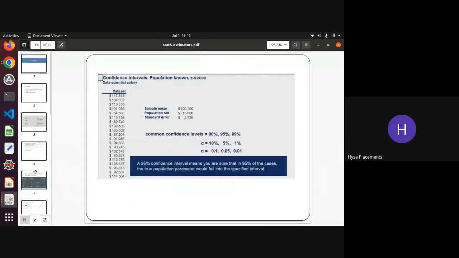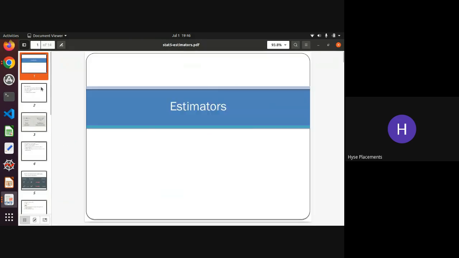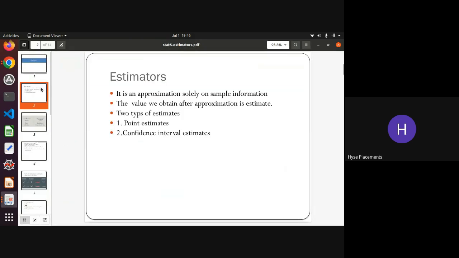So let's go with the next slide. That is estimators. The next concept is estimators. It is an approximation based solely on sample information. So we are talking about approximations a lot, right? The value we obtain after approximation is the estimate. That's not the true value, so it's an estimate that we are getting.